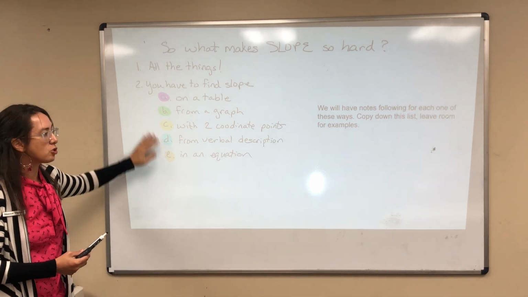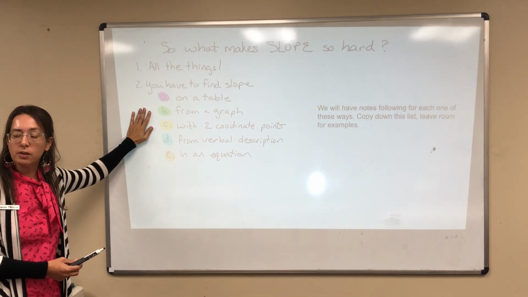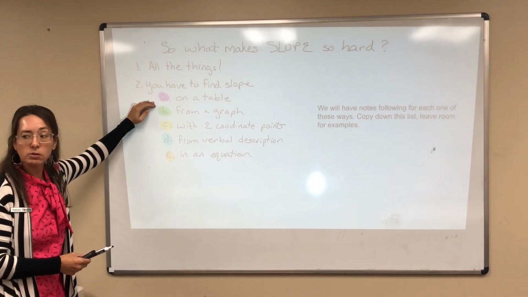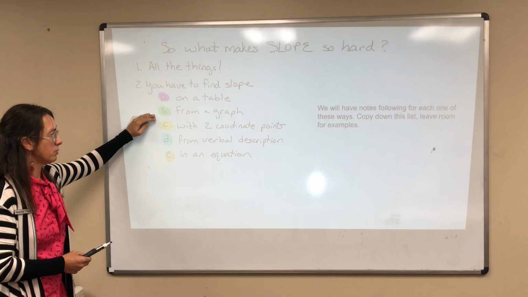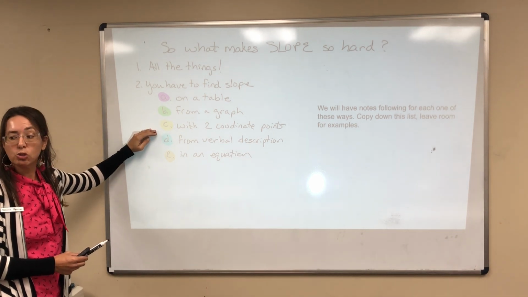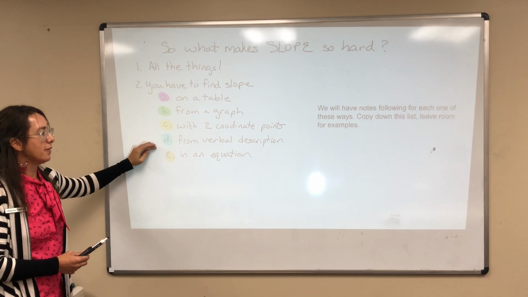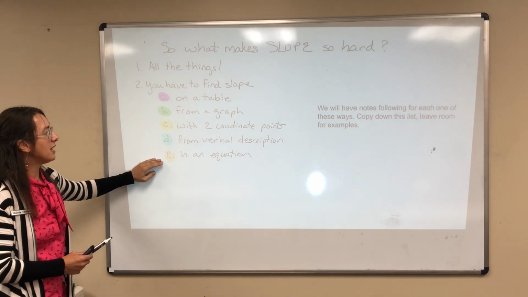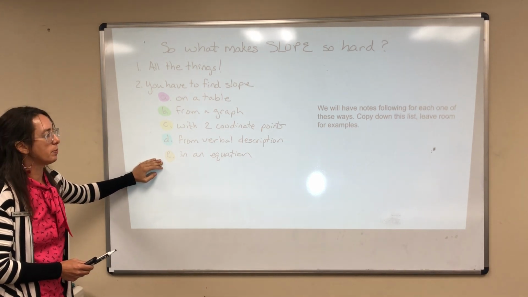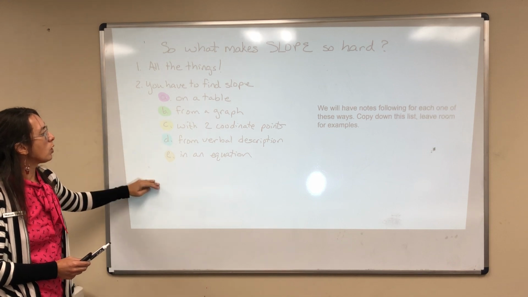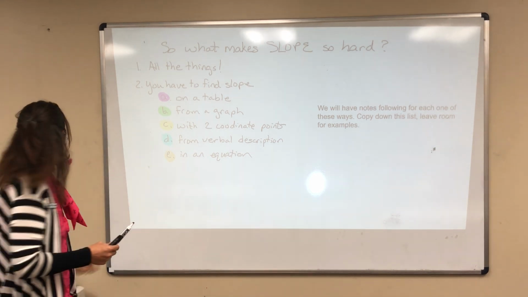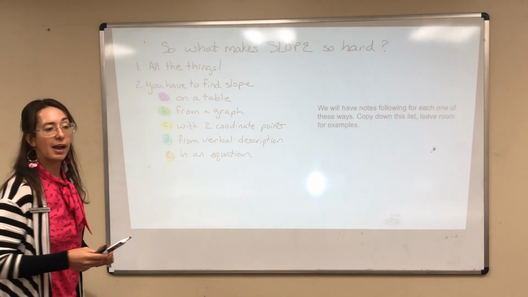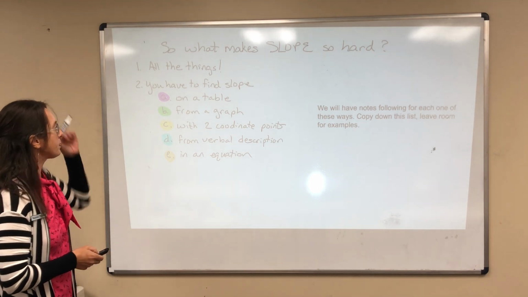I have color-coded them, so if you go back and look at these slides again, you can find the slide that is color-coded to this one. But we can find slope through a table. We can find slope from a graph. We can find slope if we just have 2 separate points. We can find slope if they give us a verbal description in a word problem, or if they give us an equation. Okay? So we're going to work through all 5 of these, and we're going to go a little quickly through this because I want to leave room for our activity that we have, right?